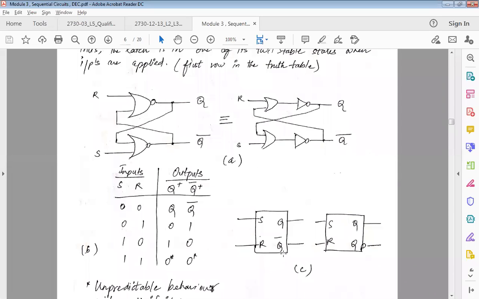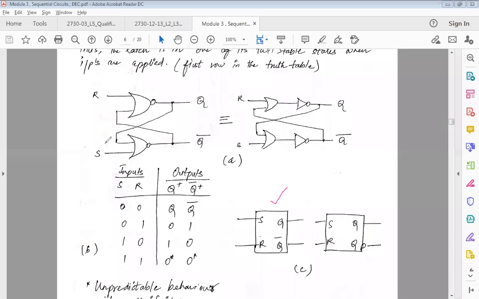Sometimes a few authors also represent it in this fashion. They don't write a Q bar here. Instead, they write Q and Q, and they use a small bubble here, representing that it's a low value of Q. So get used to both of the conventions. The most used general convention is this, where I have S, R, Q, and Q bar. Now let's understand how this circuit works.